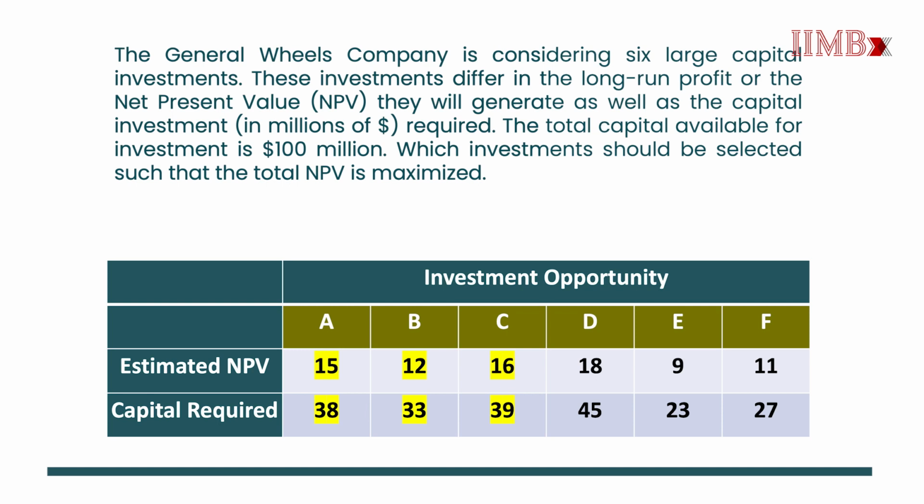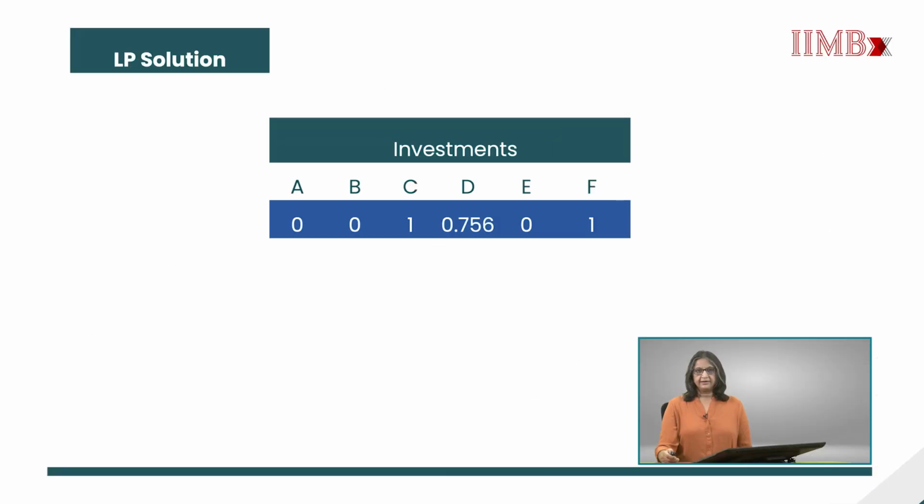We will solve the general formulation with that one constraint that we have. And I'll let you do that. I have given you the template. The solution that you should get if you do not impose integer restrictions says that don't take project A, don't take project B, take project C, and then take 0.756 units of project D, and nothing of E and 1 unit of F.